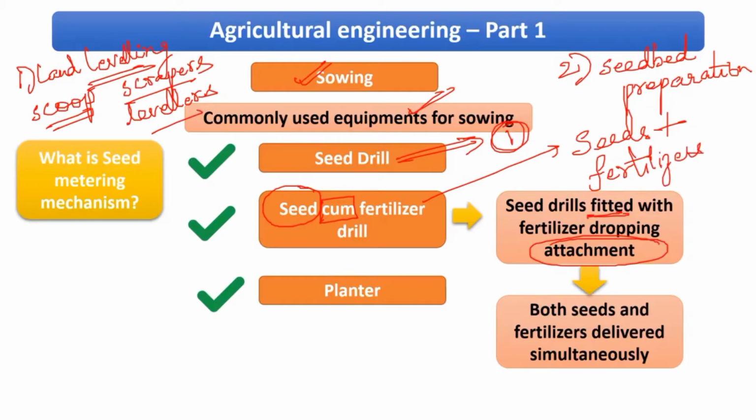Next you have other important equipment which is called a planter. We will have a look at what this planter is separately in this particular lecture. Now before we move forward, there is one question that I want you to hold on to, which we will discuss in the further sections. What is seed metering mechanism? Just ponder upon this question, we will discuss it.